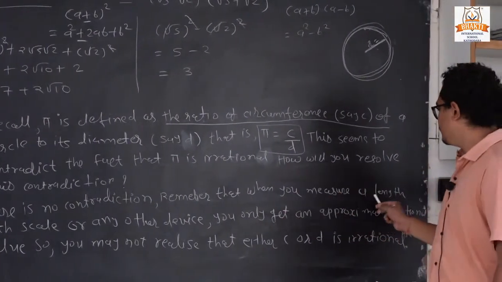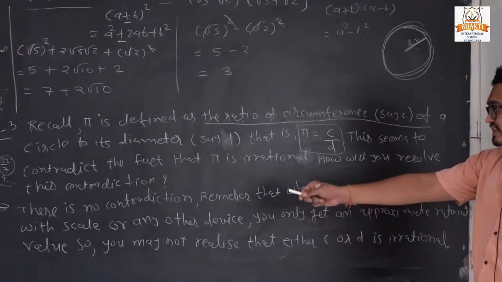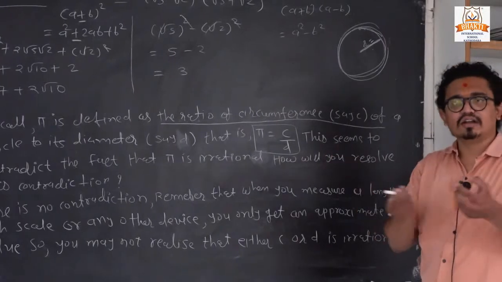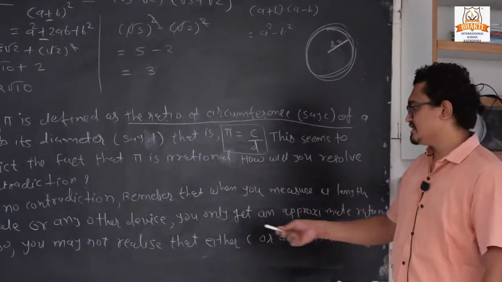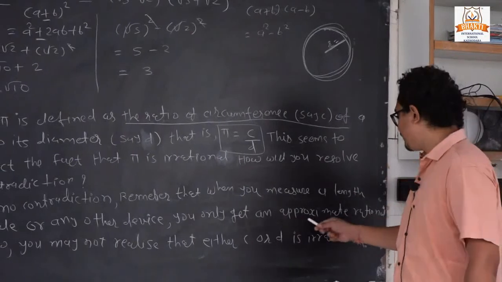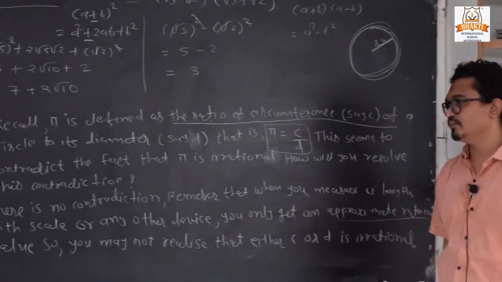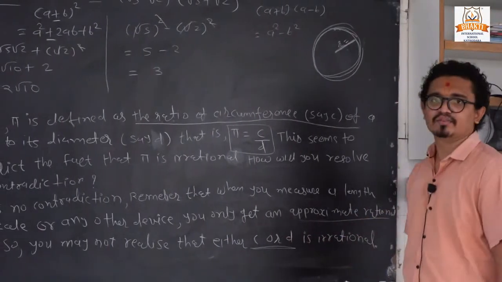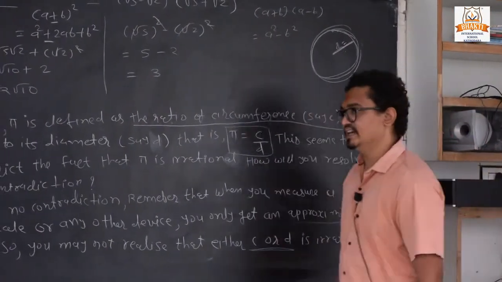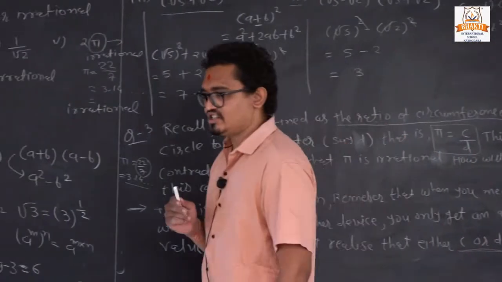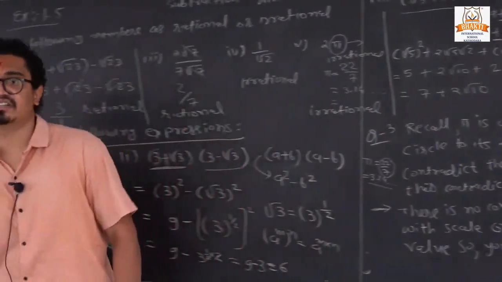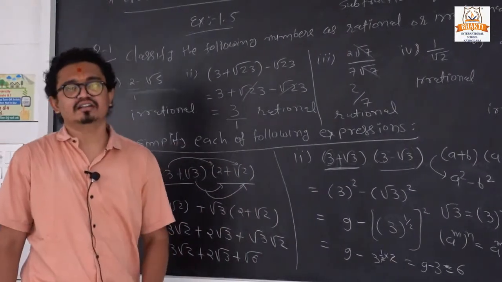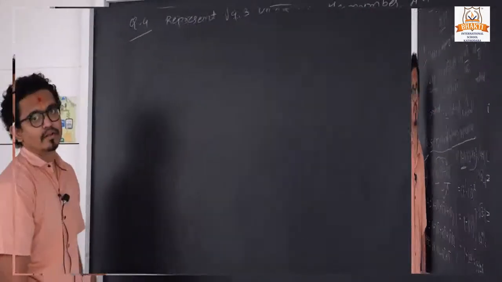Remember that when you measure the length with the scale or any other device, you only get the approximate rational value. So you may not realize that either C or D is irrational. Here we can declare that according to the definition, the value of pi will be rational. But if we put the value, we can clearly realize that it will be irrational.